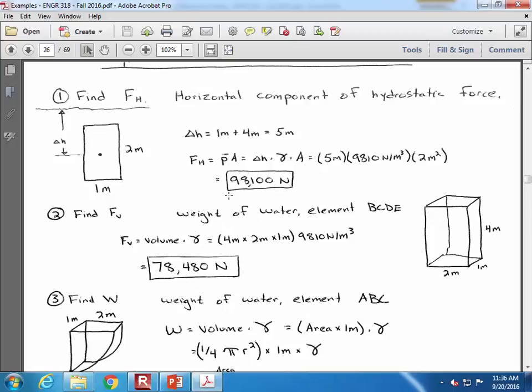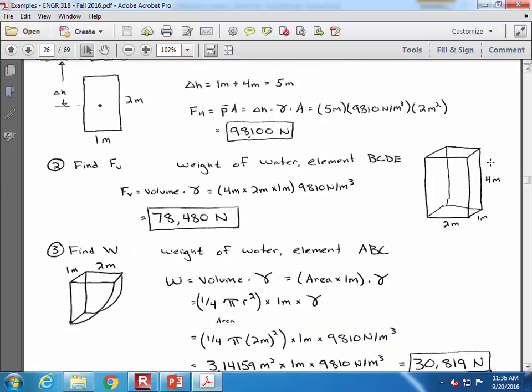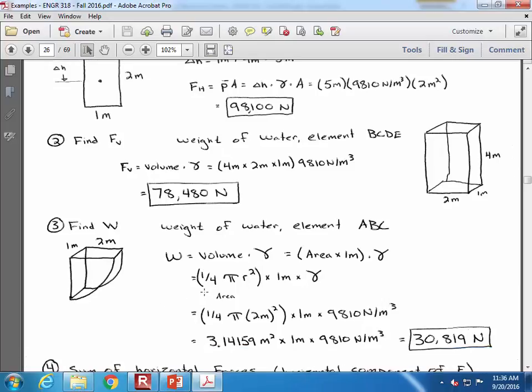Okay, then the vertical forces are just the weights of the water for the two elements that are above the gate. And the two elements are this rectangular box element and then the quarter circle pie-shaped element. And we can find the weight of water in both of those by just multiplying the volume by the unit weight of the fluid. So, everybody happy? Yeah, you look happy. That's how I could tell.